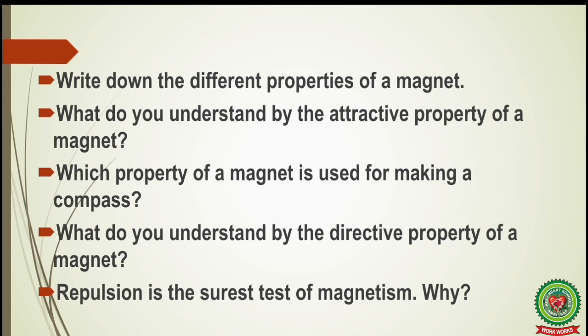Students, you must be able to answer all these questions. First, write down the different properties of a magnet. Second, what do you understand by the attractive property of a magnet? Next, which property of a magnet is used for making a compass? Next, what do you understand by the directive property of a magnet? And the last question is, repulsion is the surest test of magnetism. Why? Note down all these questions and revise them properly.